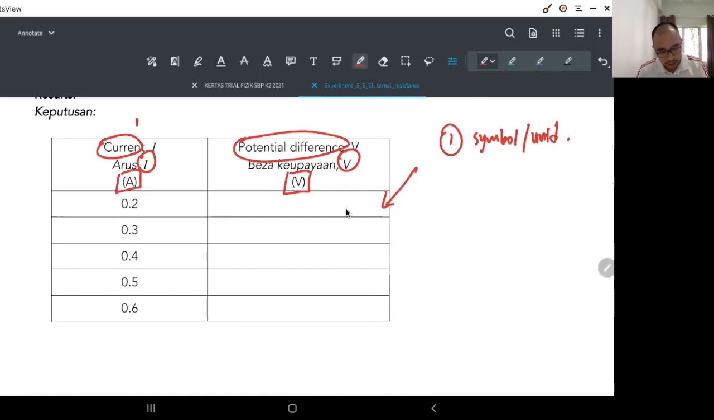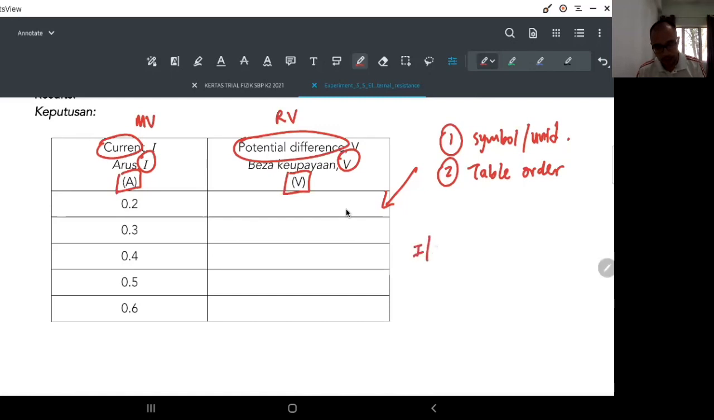Secondly, the MV must come first, the RV must come later. Okay, the order of the table, susunan jadual itu sangat penting. Okay, the table order is very important. So say for example, in the Ohm's law experiment, is I, V, and then R. So it'll be I, and then V, and then R/Ohm.